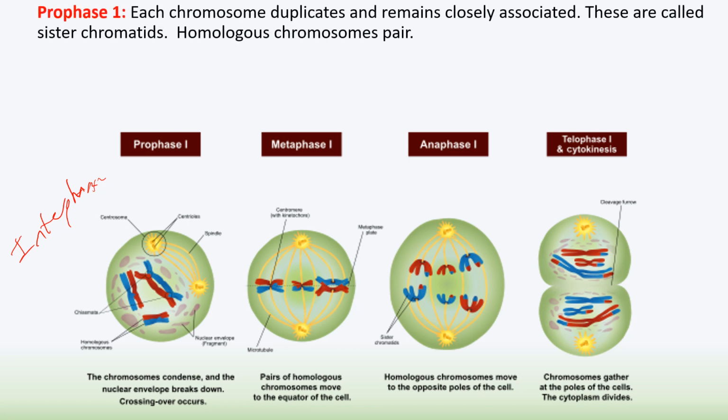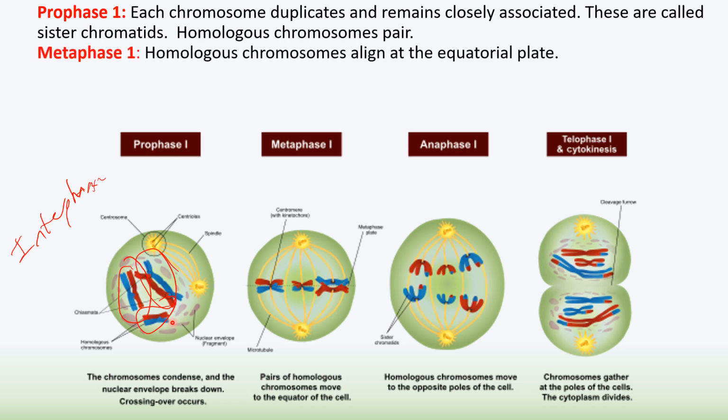In prophase 1, each chromosome has already duplicated, I should say, and it remains closely associated. They're called sister chromatids. The homologous chromosomes pair up. So here you see that could be pair 1, that could be pair 2, that could be pair 3, for example, of the 23 pairs. And they have to pair up to make sure you have the right full set of genes in each cell created.